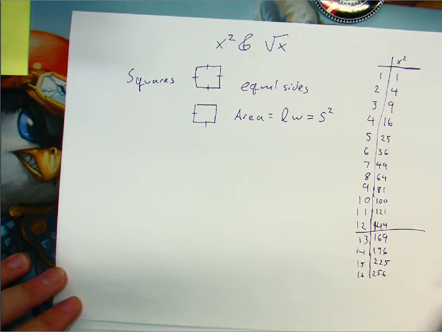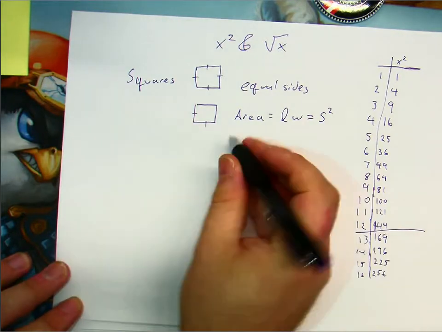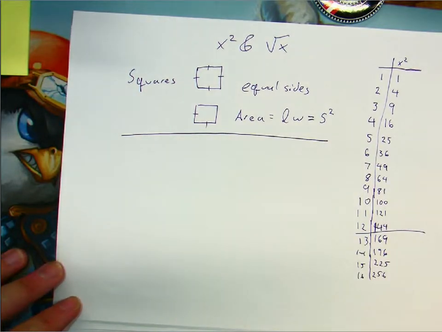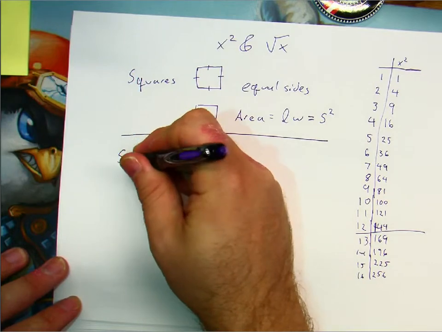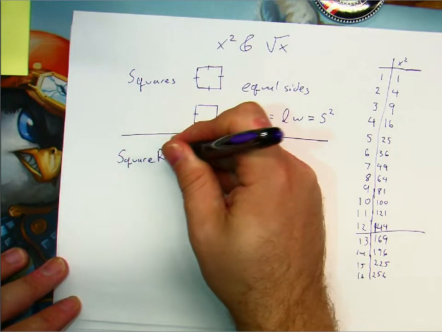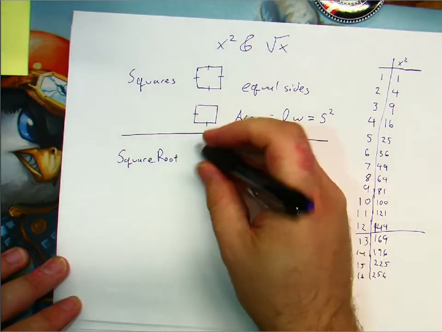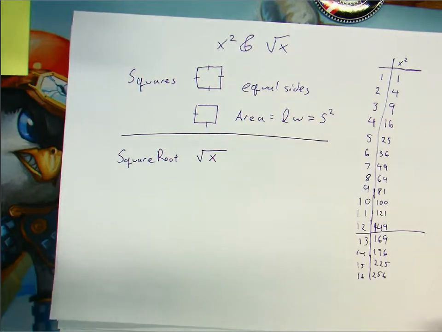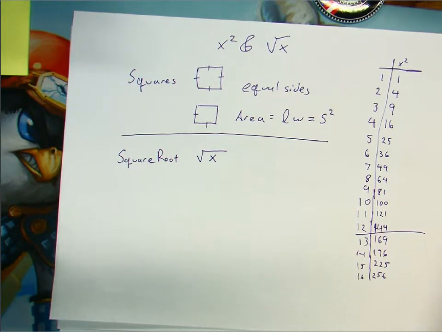Now, here's where it gets interesting. If we have a handle on how to square, we also need to know how to square root. Okay? And that's what this symbol is. That is the square root symbol. Have you guys seen this symbol before? Have you guys used this symbol before? Yes, I have. A little bit on the calculator, right?